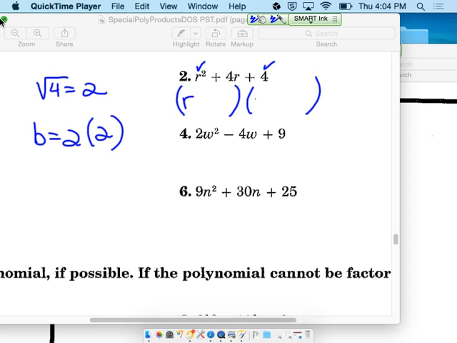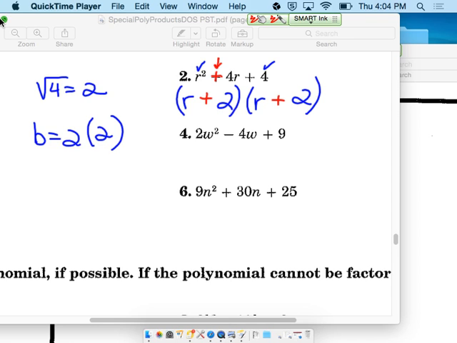And in my binomial factors, I start with r, and then I'm going to have 2. And I notice that the operation in the perfect square trinomial on the linear term is positive. So that tells me that the operation inside each binomial factor would be positive, or addition.